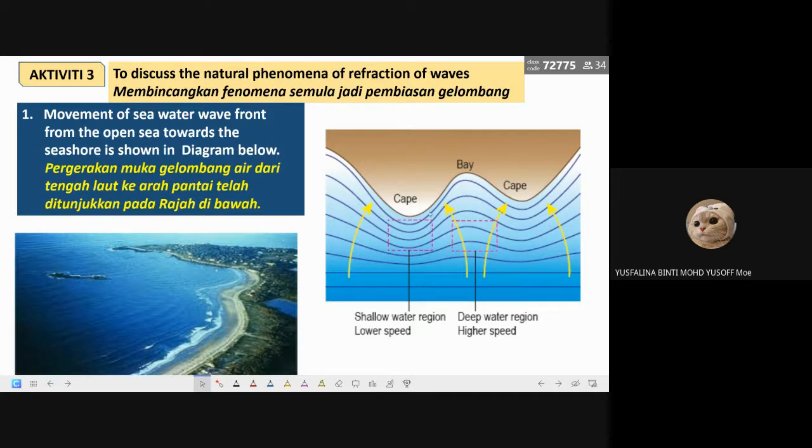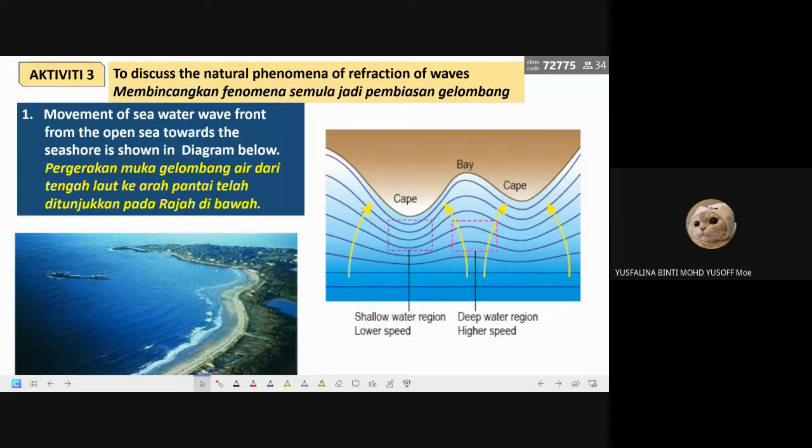At the bay, while at the cape you can see the energy is being converged, right? It's being converged to one point. Here you can see the energy is being diverged. See the arrow here is being diverged, so the energy is being diverged or dispersed, while at the cape, you see the energy is being converged.